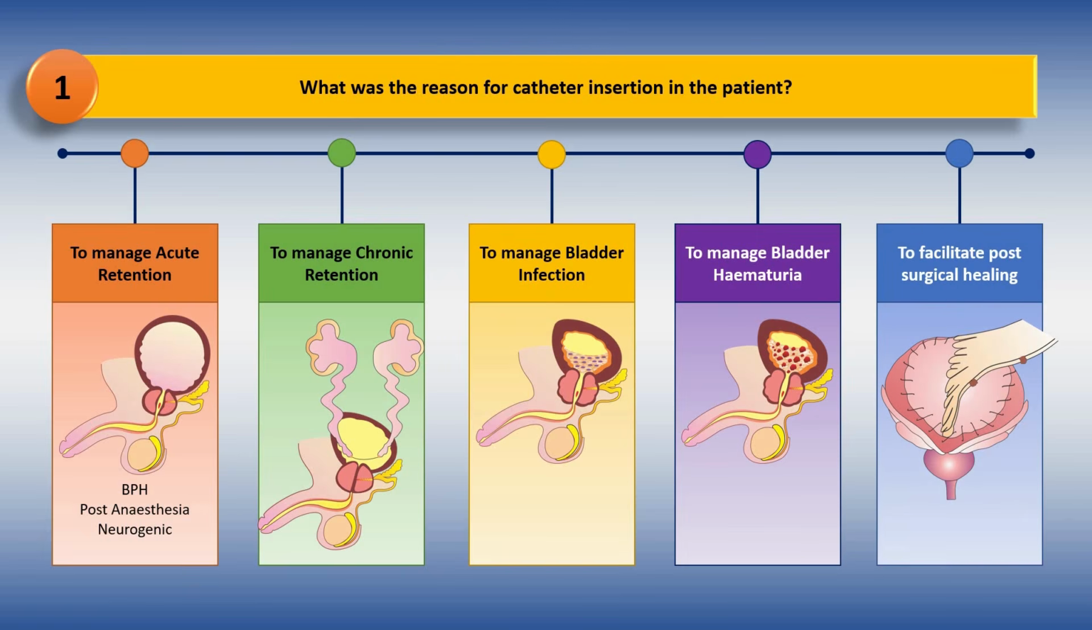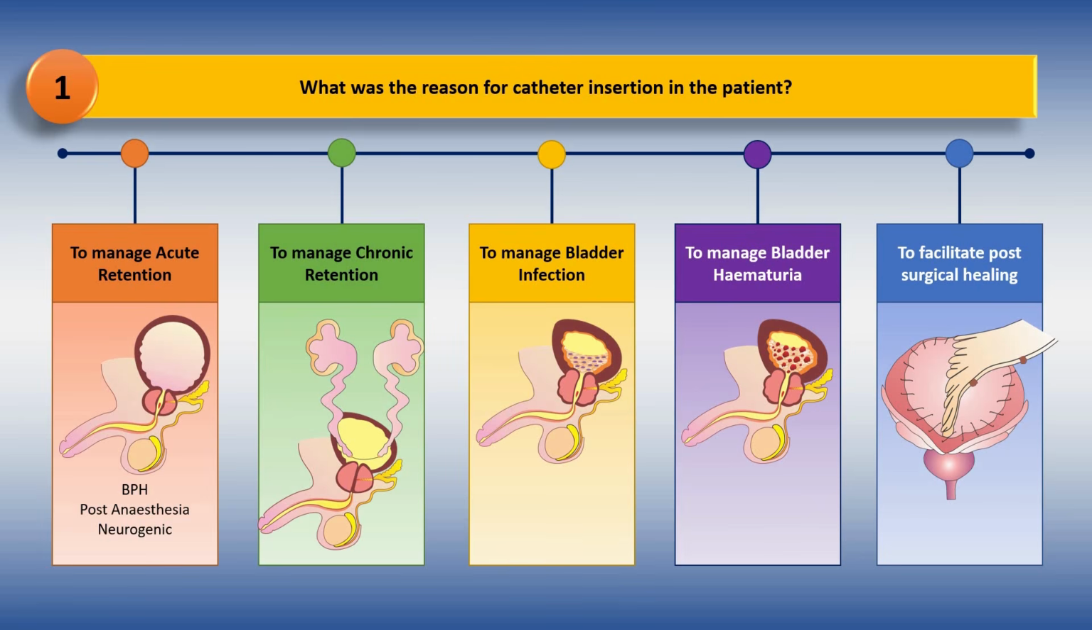The fifth situation is where the catheter is put to facilitate healing of any surgical procedure that is done on the urinary bladder, or prostate, or urethra. Now here, please never remove the catheter without talking to the surgeon, because he only knows how nice the surgery was and what his expectation is about the healing time. This varies hugely from case to case.